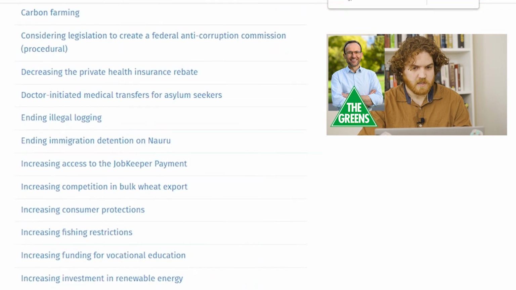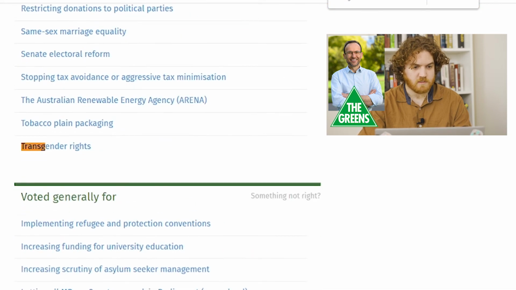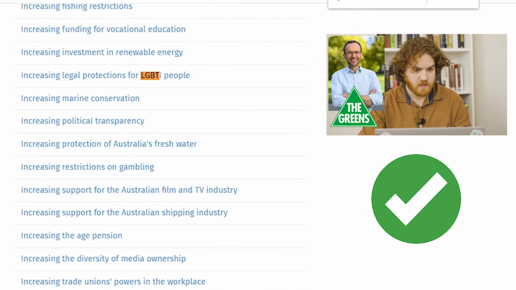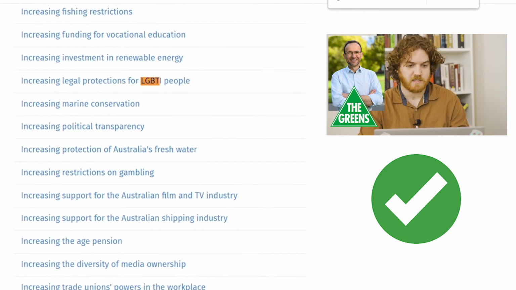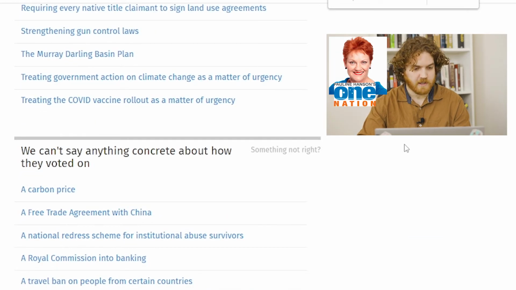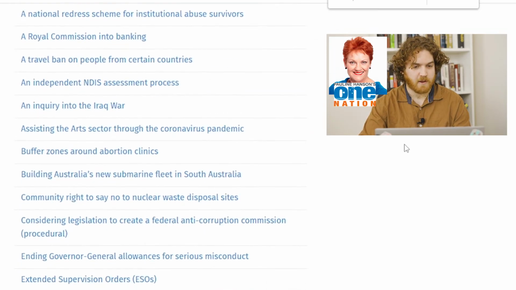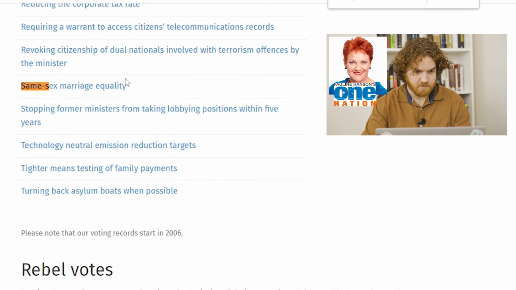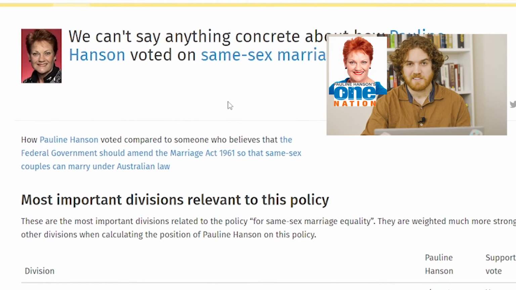Still on the Greens, Adam Bandt has voted consistently for transgender rights, also voted consistently for increasing legal protections for LGBTI people. It says here for Pauline Hanson, we can't say anything concrete about how she has voted on same-sex marriage equality. So again, a reminder that you can click on these things and find out why that says this.